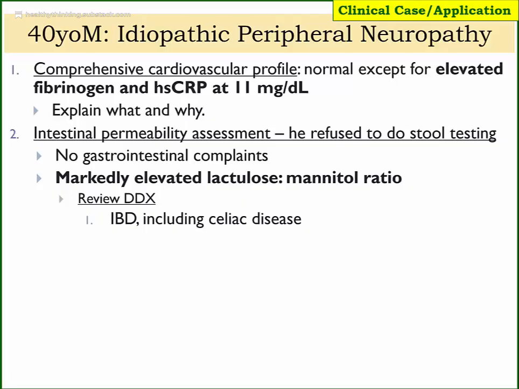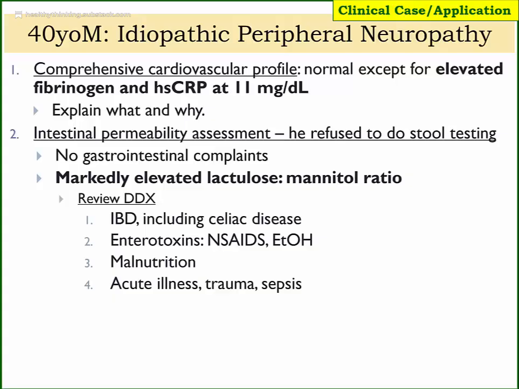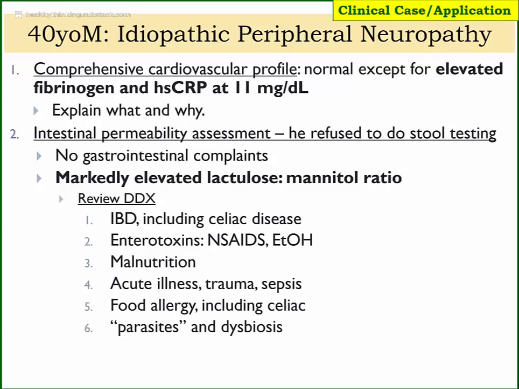Those include inflammatory bowel disease and celiac disease, overconsumption of enterotoxins such as NSAIDs and alcohol, clinical malnutrition, acute illness, trauma, and sepsis, also food allergy, again including celiac disease, and any type of so-called parasites or dysbiosis. You'll notice that many of these can be excluded by a good history and physical exam, so in my opinion, that makes us focus on food allergy and parasites.